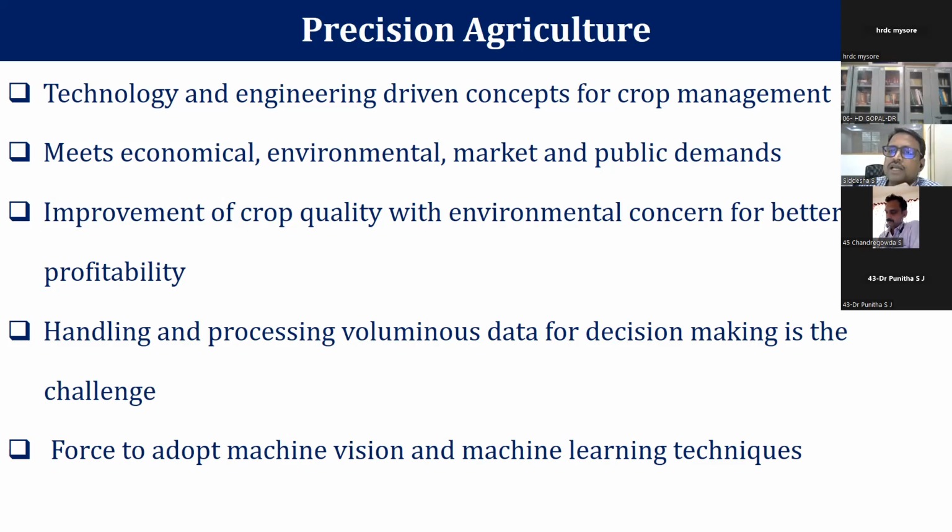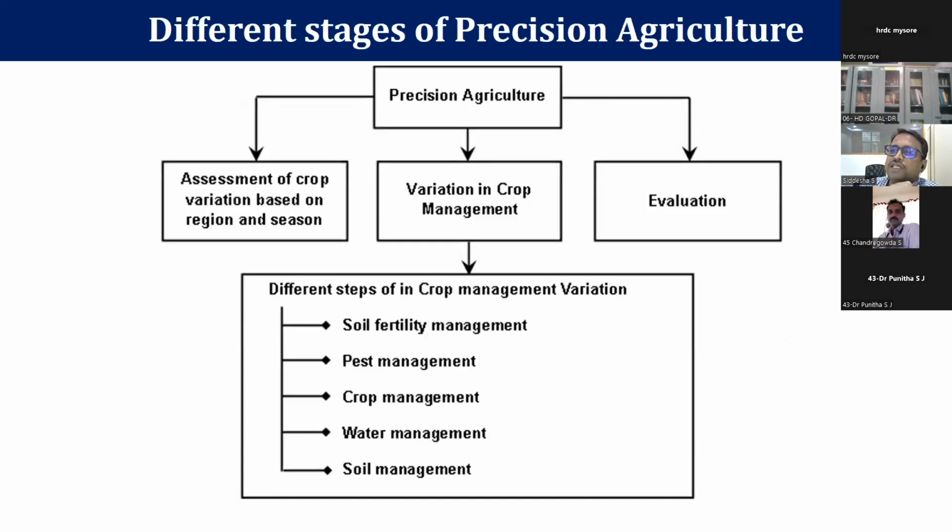So in the next slide, I'm going to show different stages of precision agriculture. So first thing is assessment of crop variation based on region and season. Whatever I just discussed is nothing but the location based. So I have to assess whether this crop is suitable in this part. That is going to be the first analysis one has to make.